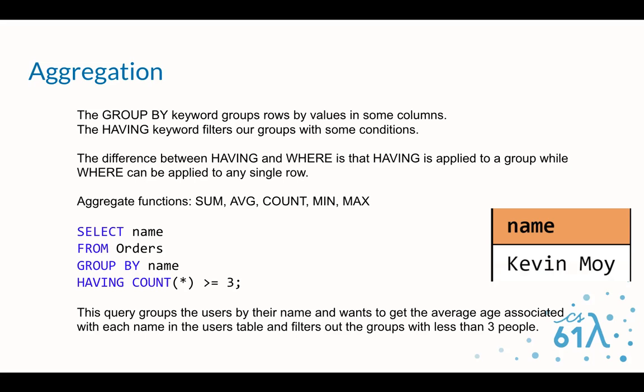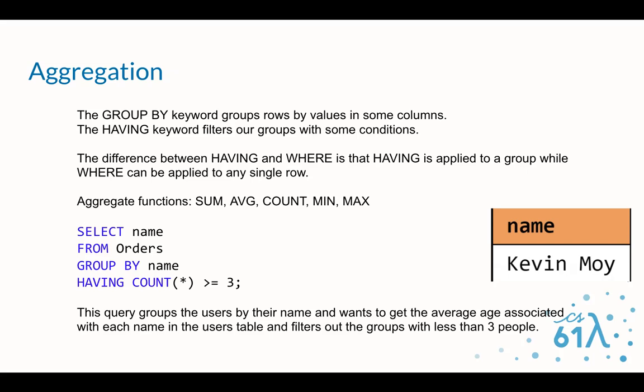So in this case, you're selecting name from orders. That takes the orders table and you're selecting all the names in that table, and you're grouping by name. So as I mentioned earlier, you're taking all the orders bought by a certain person and grouping them together. So all of Kevin's orders will go together, and all of whatever other names there were, all of their orders will go together.